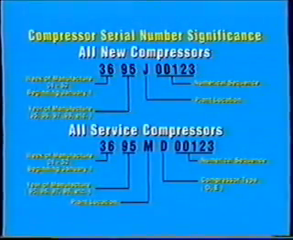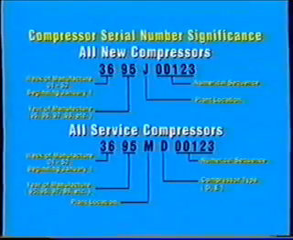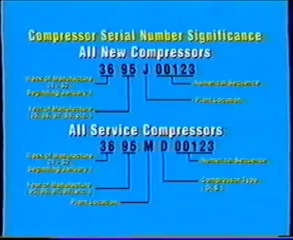The first 2 characters indicate the week of manufacture, starting with week 1 beginning January 1st. The second 2 characters are the year of manufacture, such as 95, 96, 97, and 98. The 5th character indicates the location of the manufacturing plant for new compressors, or the remanufacturing plant. The 6th through the 10th characters are where the most significant differences in new and service model serial numbers exist. For all newly manufactured compressors, the 6th through the 10th characters indicate the numerical manufacturing sequence.